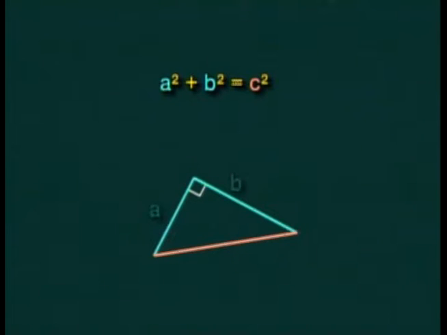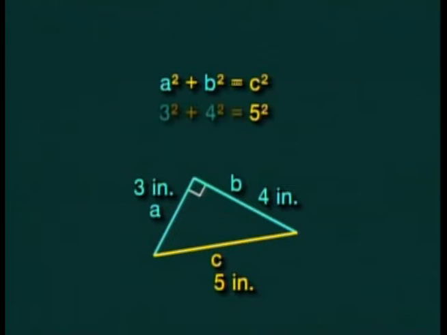In this triangle, the legs are a and b. The hypotenuse is c. The legs measure 3 inches and 4 inches. The hypotenuse is 5 inches. So in the formula, we'll substitute 5 for c. We'll substitute 3 and 4 for a and b. It doesn't matter which is a and which is b.